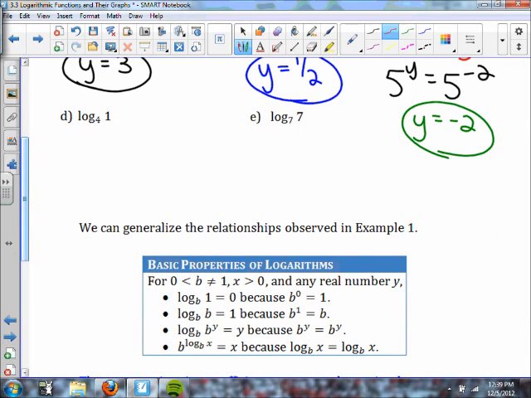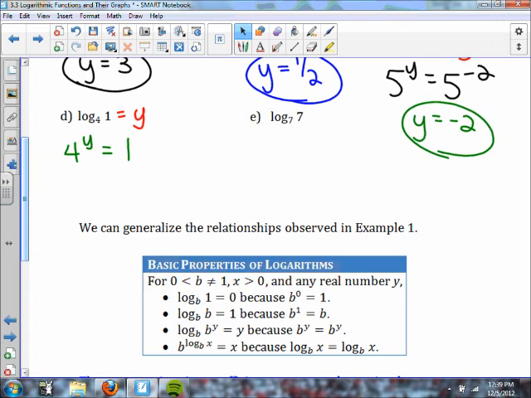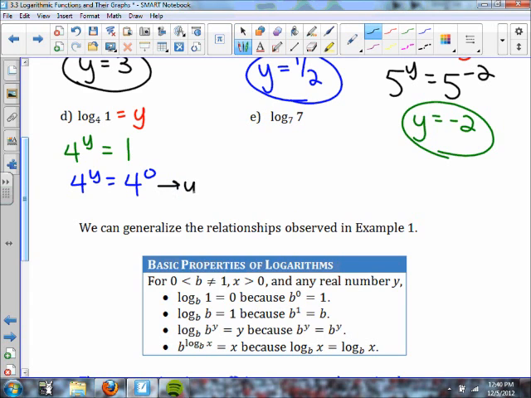Again, we're going to let it equal y. That means 4 to the y will equal 1. 4 to what power will be 1? 4 to the 0 power. We've talked about this already. So really what we can say, we can go like this. 4 to the y is equal to 4 to the 0 power, which means y will equal 0.